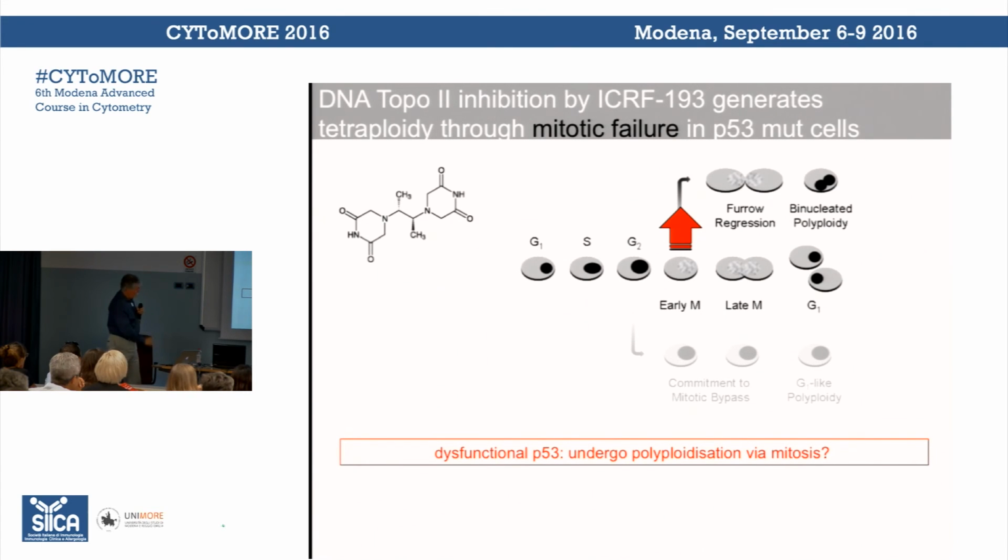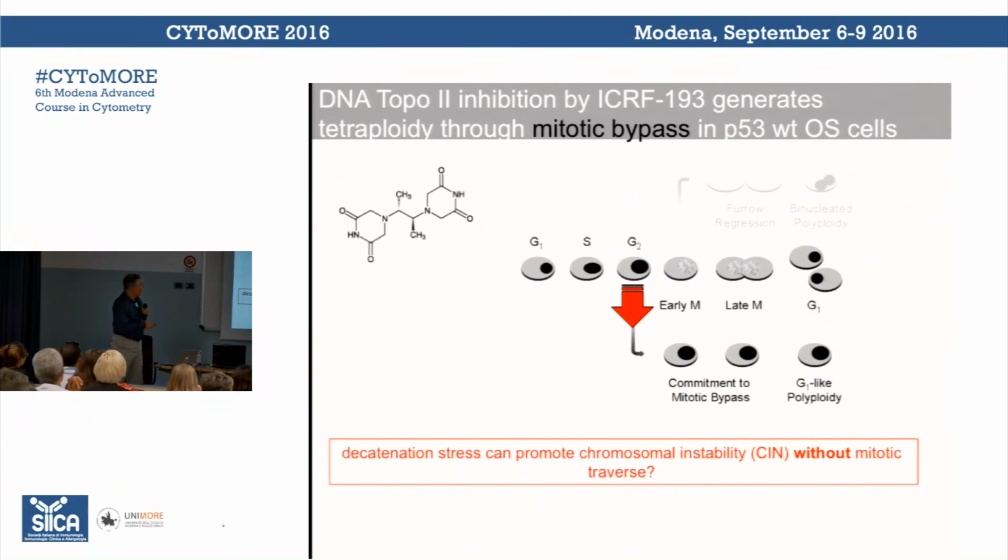However, in functional P53, what you get is a commitment to this bypass, sometimes 75% of the cells doing this, but it's unknown in the analysis usually. And you get this route to chromosomal instability that is occult.